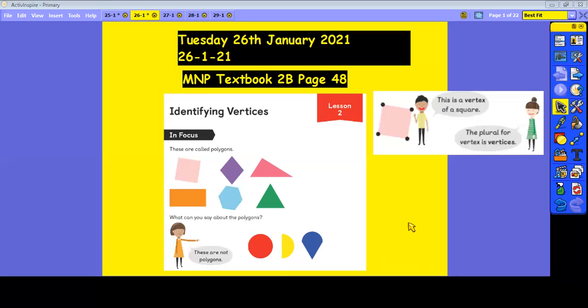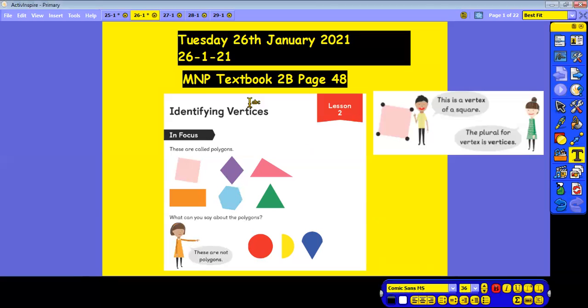lesson is Identifying Vertices. Now, children, I'm not sure if you will know that word, because when you were in year R and year 1, that word might have been known to you as corners. So when you see that word vertices, you might want to substitute it for the word corners. But where does that word vertices come from?